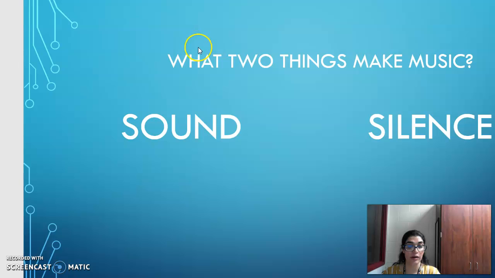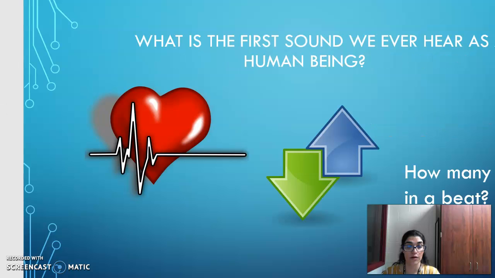Today we're going to talk about the two things that make music: sound and silence. So what is the first sound we ever hear as a human being? Our heartbeat. Very good. So how many pulses in a heartbeat? Remember that a heartbeat goes down and out. So how many pulses in one beat? Think about that for a second.